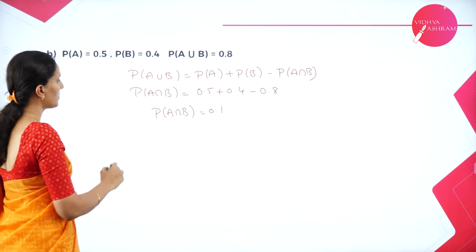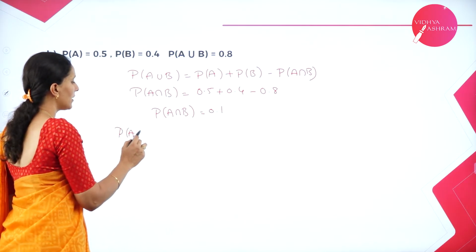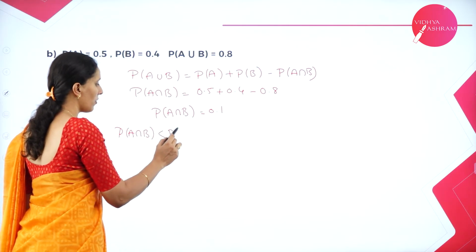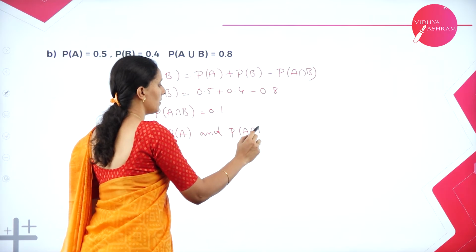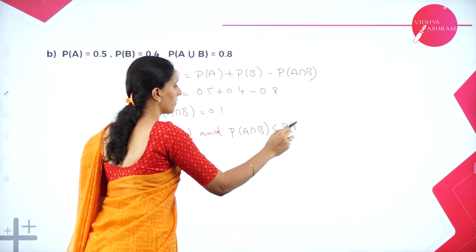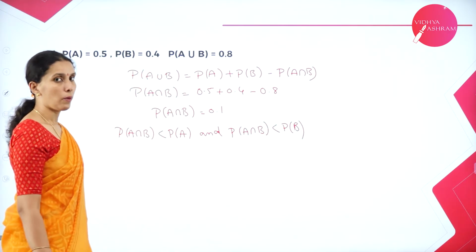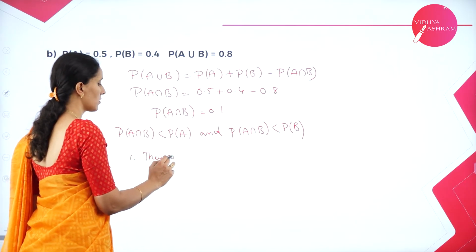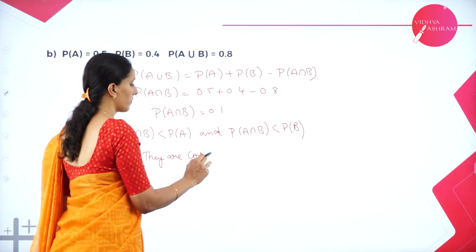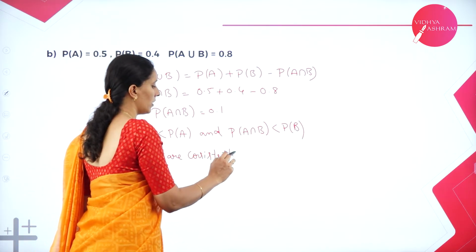So clearly when you observe, P of A intersection B is less than P of A and P of A intersection B is less than P of B. So it is less than both the probabilities. So therefore, they are consistently defined.